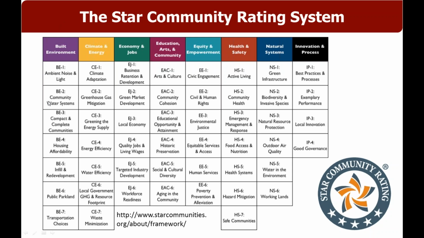So looking at noise and light, community water, compact and complete, and there's much more information behind each one of those. Housing affordability, how you do redevelopment, having public parks and transportation choices. So you're seeing some different things with the STAR community than we saw with the Rockefeller Foundation's index. They look at climate and energy, so looking at climate adaptation, your greenhouse gases, greening your energy supply, how you use your energy efficiency, your water efficiency, what your resource footprint is with your local government, and how to minimize waste.